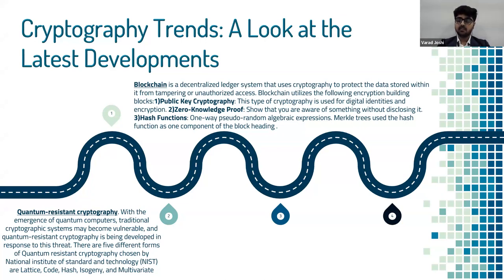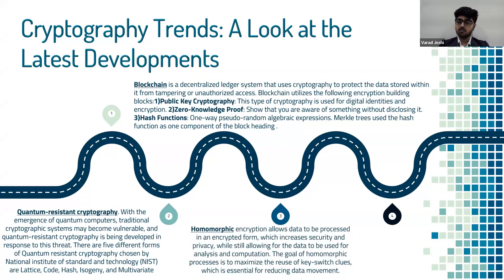This type of cryptography blocks both normal and quantum attacks. There are a few cryptography schemes recently published by NIST, the National Institute of Standards and Technology, which are lattice, code, hash, isogeny, and multivariate.